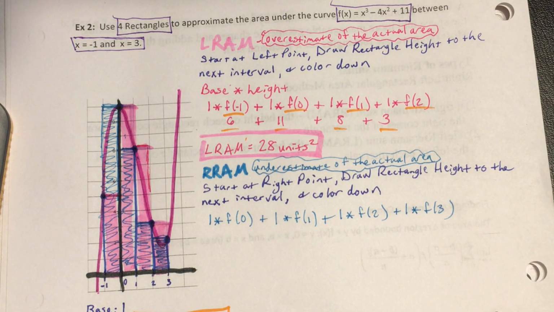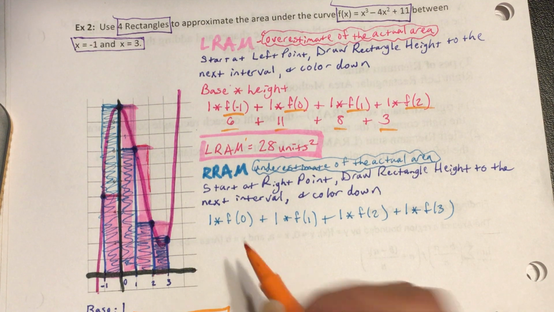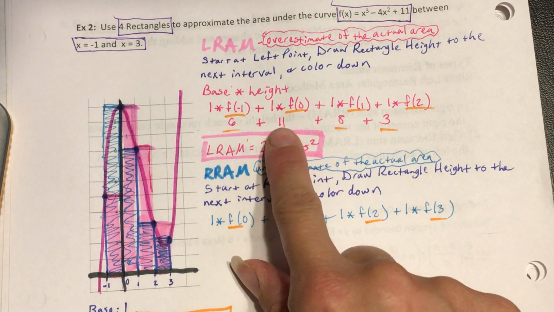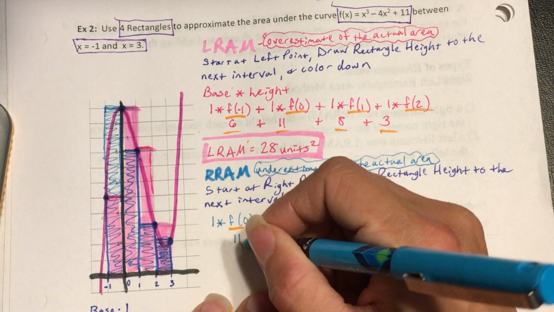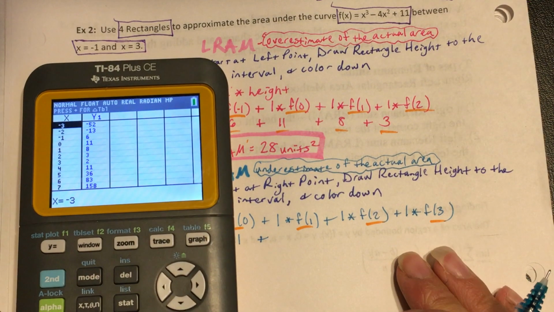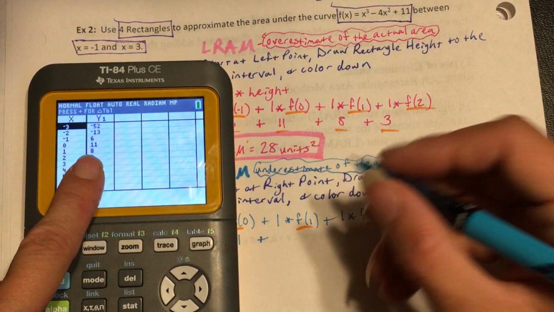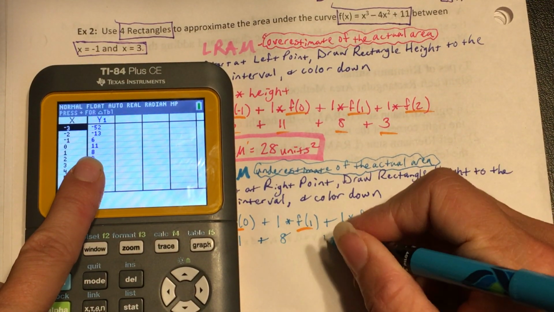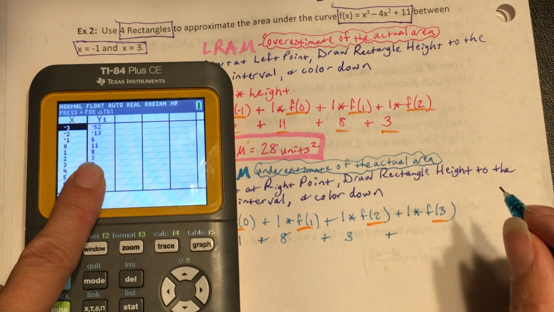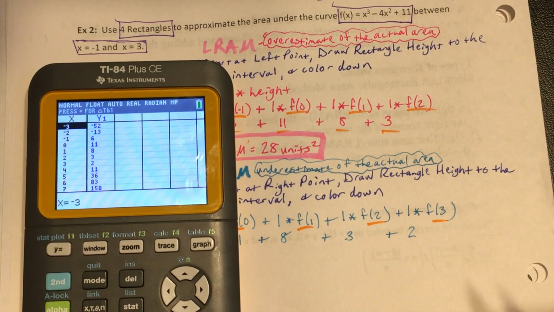All right, and some of these values we already have from the previous problem, but again, using our calculator, f of 0 would be 11. Let's see, f of 1 is 8. f of 2 is 3. And f of 3 is 2.